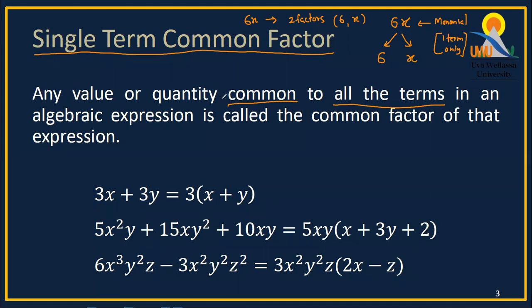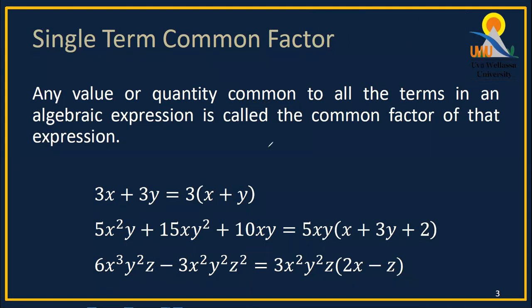Here we are going to identify any value or quantity which is common to all the terms in an algebraic expression. Therefore, consider this example, 3x plus 3y. Here you can see 3x and 3y. 3x can be factored out into 3 times x, and 3y can also be factored out into 3 times y. Therefore, if you look at these two terms, you can see that this 3 is common for both terms.